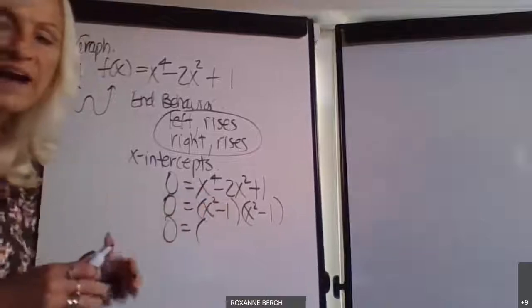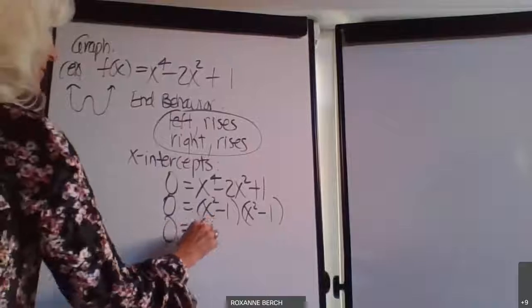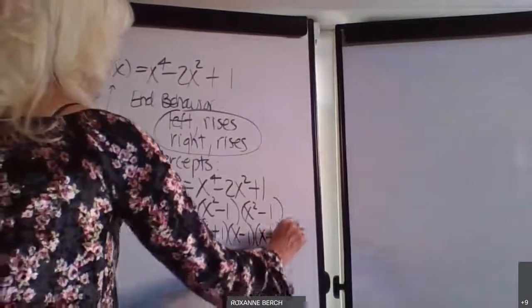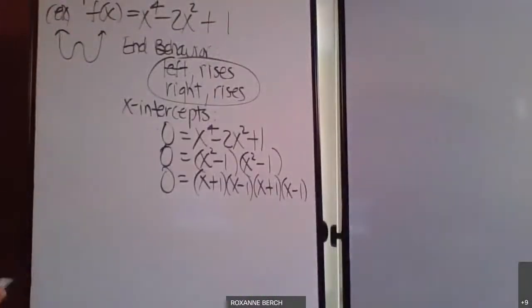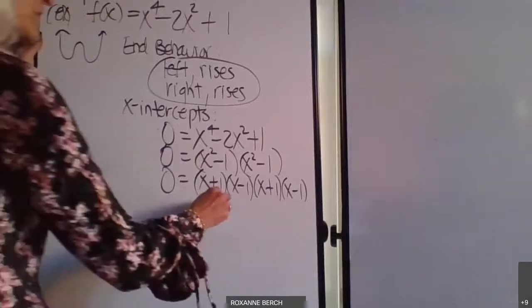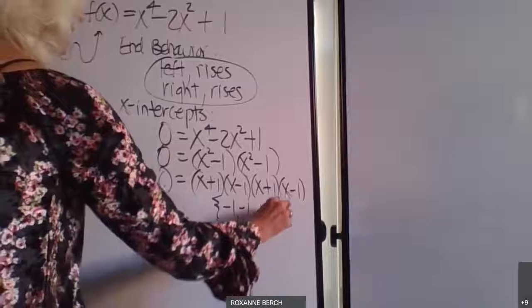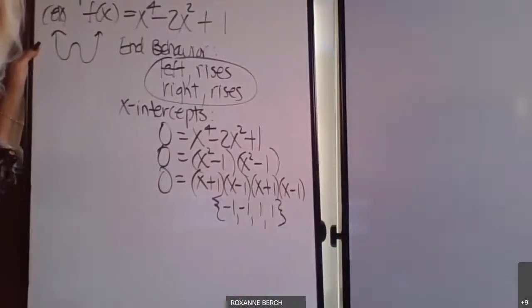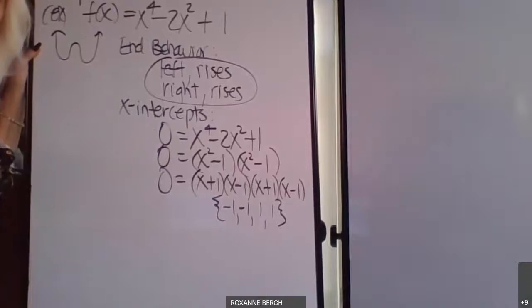So remember that when we're finding the x-intercepts, we're breaking the power, the degree down. So wouldn't this be x plus 1 times x minus 1 times x plus 1 times x minus 1? Yes or no? Yes. Okay, so what are your solutions? Okay, how many solutions should you have? 4. Aren't your solutions -1, -1, 1, and 1? Yep.